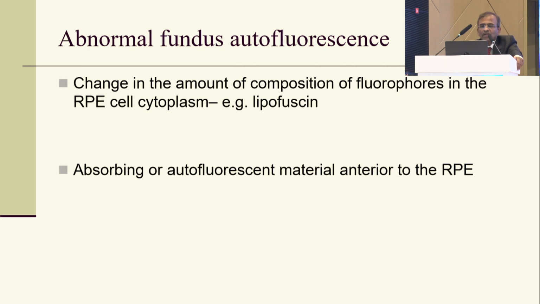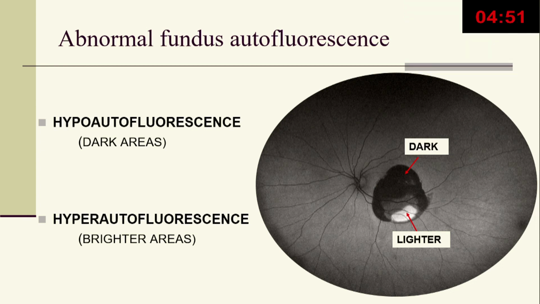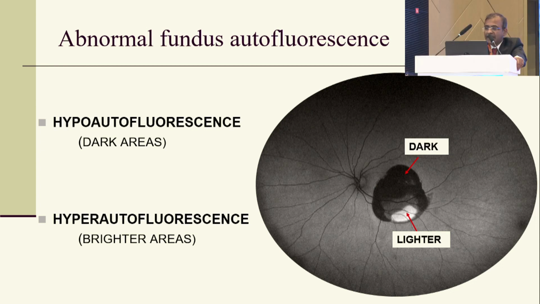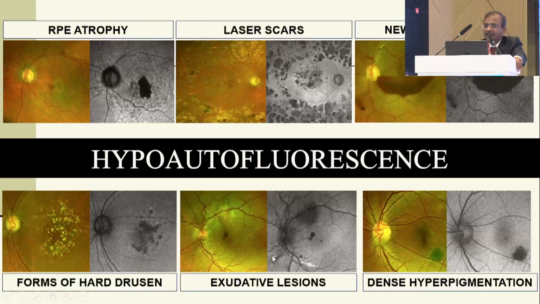So the abnormal autofluorescence is because there is a change in the amount or composition of fluorophores in the RPE cell cytoplasm, and there is absorbing or autofluorescent material anterior to the RPE. So we have a term called hypoautofluorescence, which are dark areas, and hyperautofluorescence, which are bright areas. If there is hypoautofluorescence, that means the RPE cells are dead, and you can get a typical dark, punched out dark area of hypoautofluorescence, or there is a blocked signal because of interference by blood, pigment, or another blocking artifact.